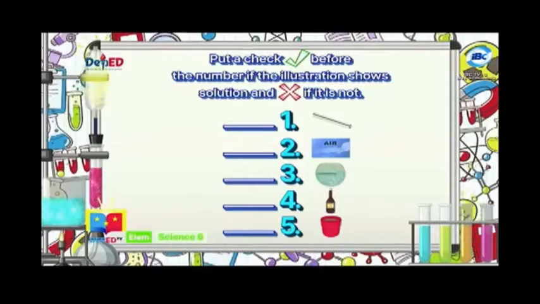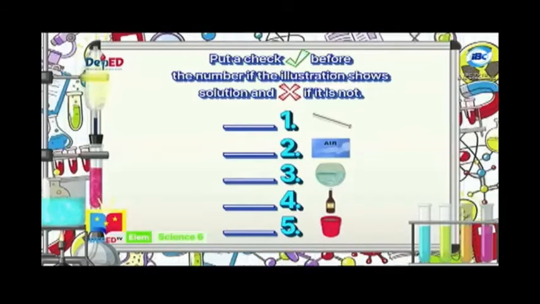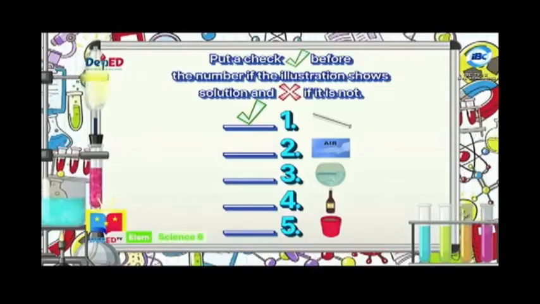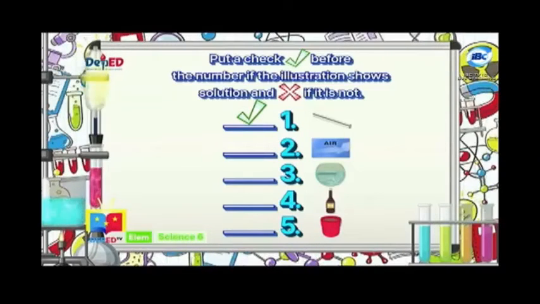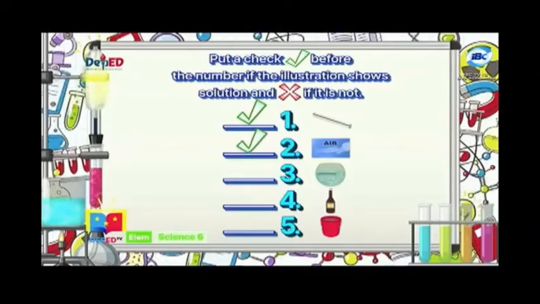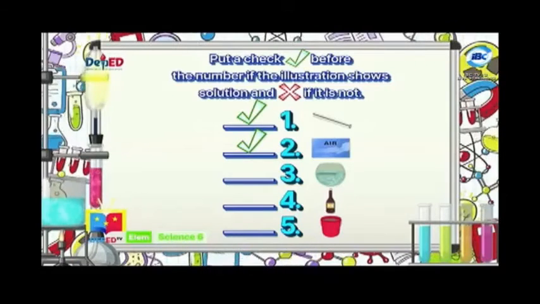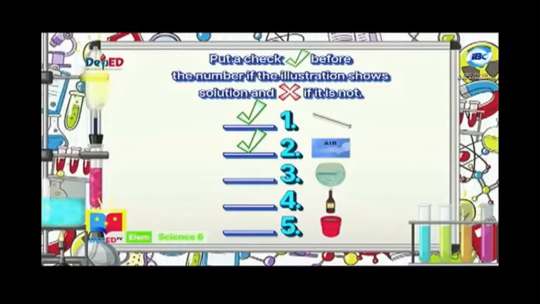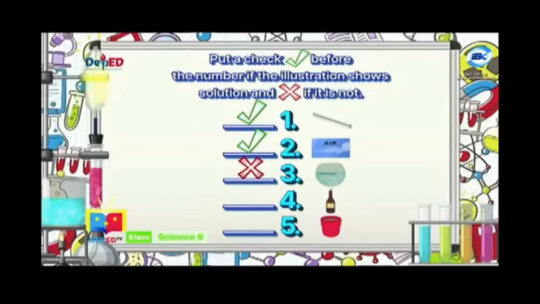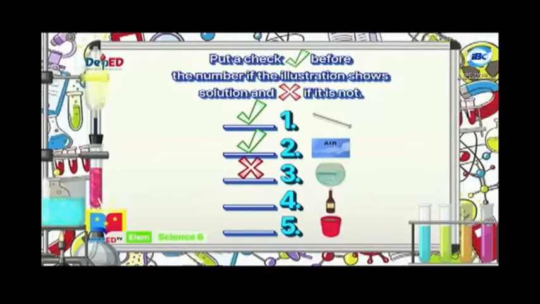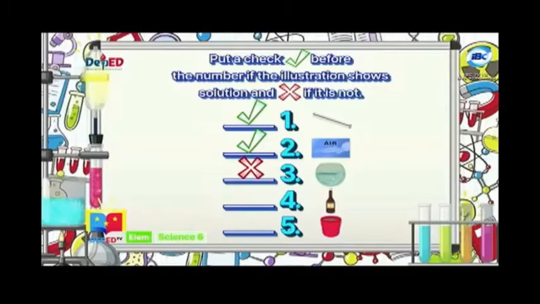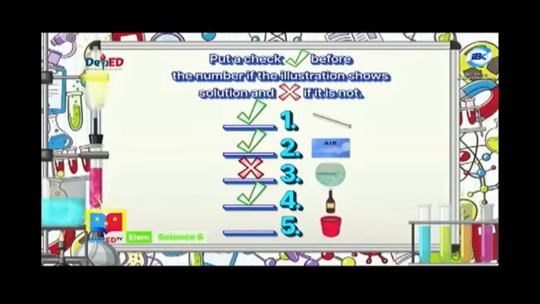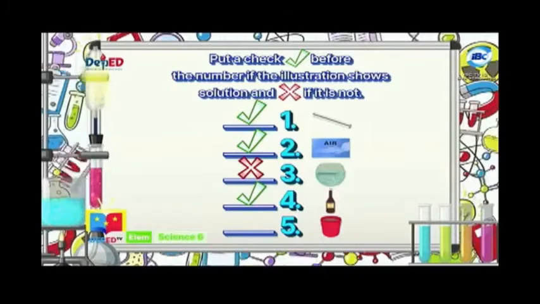Here are the answers. Steel rod is a solid solution, so the correct answer is a check mark. Air is a gaseous solution, so the correct answer is also a check mark. Next, the pieces of paper in the water is not a solution, since we can still see the pieces of paper, so the answer is X. On the other hand, wine is a solution, so the answer is a check mark. Lastly, mud in a pail is not a solution, so the answer is X.